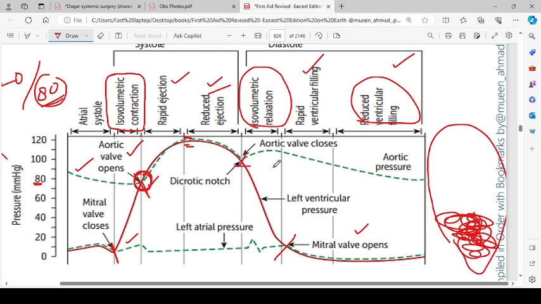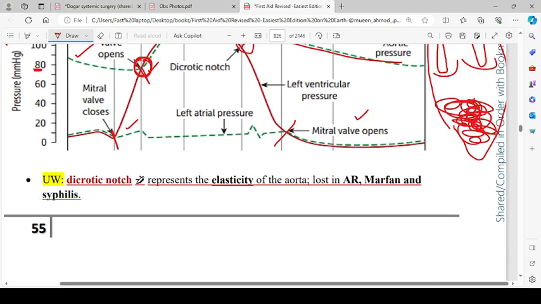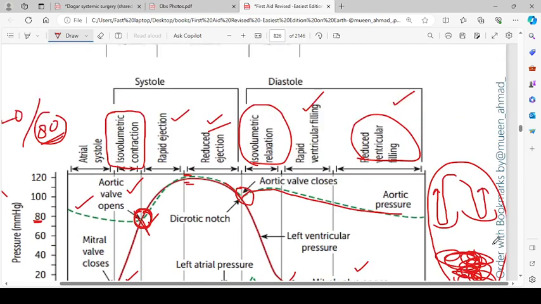Then we have a thing that we call dicrotic notch over here. This thing is dicrotic notch, like the pressure was falling and then there is a sudden rise in pressure and then it falls again. This sudden rise in pressure is when the aortic valve closes. So when the aortic valve closes, the blood that was moving on the cusp falls back. So this splashing of the blood creates a dicrotic notch. We'll talk about the dicrotic notch. It represents the elasticity of aorta. It is lost in aortic regurgitation, by fan and syphilis, right? So when this recoils back, the aortic valve stretches outwards, and that causes a slight increase in the pressure, which creates a dicrotic notch.